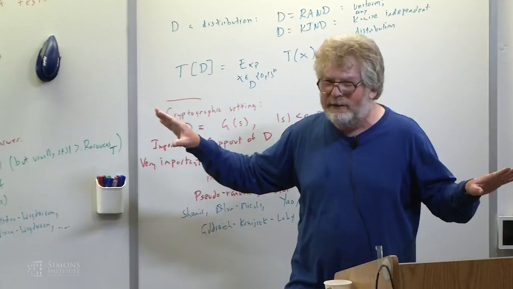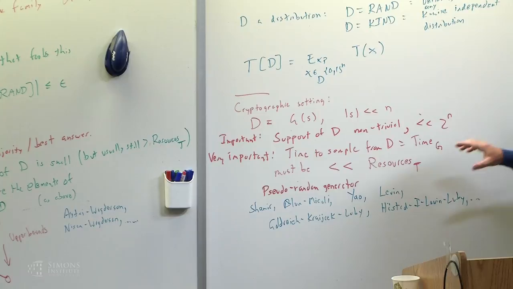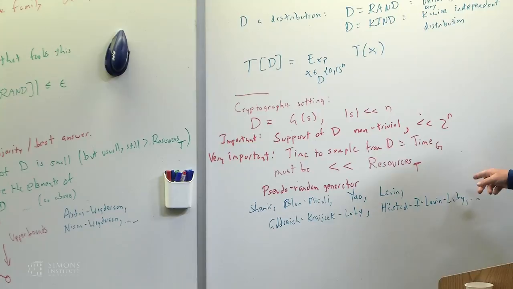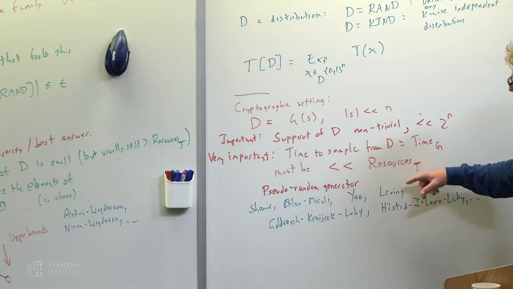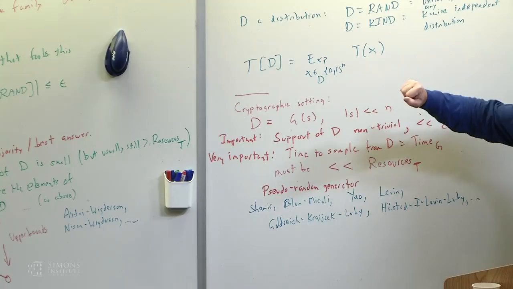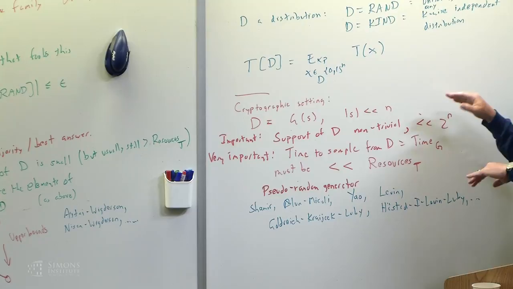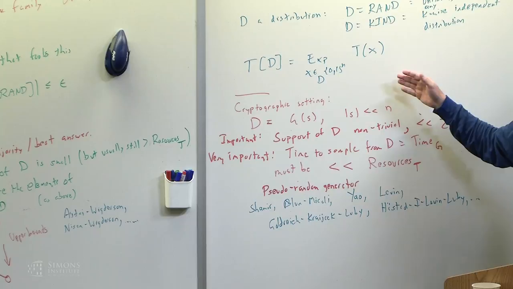Okay? But on the other hand, a lot of the fundamental work that went into studying pseudorandomness in the cryptographic setting by people like Shamir, Blum, Micali, Yao, and others transports over. Some of it transports over, and some of it doesn't. So you have to be a little bit careful. But there's a lot of reuse of the cryptographic approach, which actually came a little bit earlier.